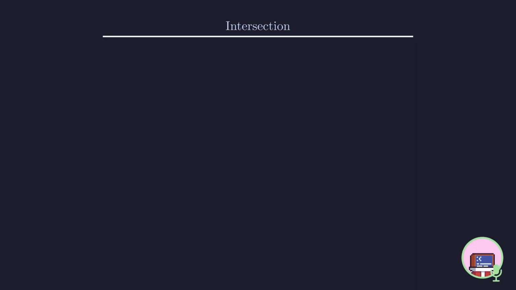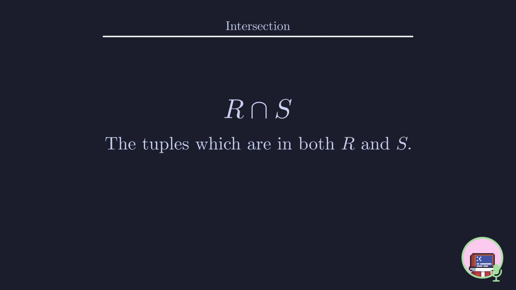The first derived operation is the intersection, another essential component of set theory. In colloquial language, the intersection of R and S is simply all the tuples both in R and S. For this operation to be valid, R and S must be union compatible. But why?